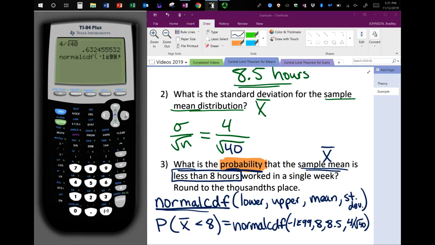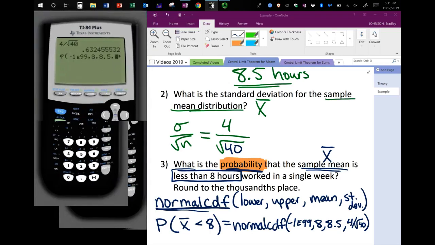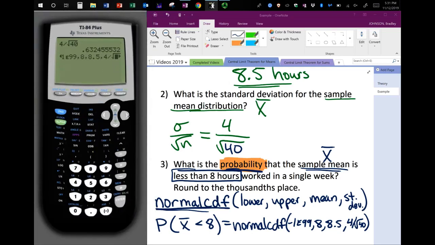Normal CDF, so lower bound, you type it right in. Comma is right above 7 if you had to type it in using commas. 8, 8.5, comma, 4 divided by square root of 40. Now, I also wrote it in as 4 divided by the square root of 40 because you saw in question 2 that it's kind of a funny decimal. And if you round too early, rounding too early will cause errors in your final calculation. So I do not want to round too early. That's why I typed it in exactly that way.